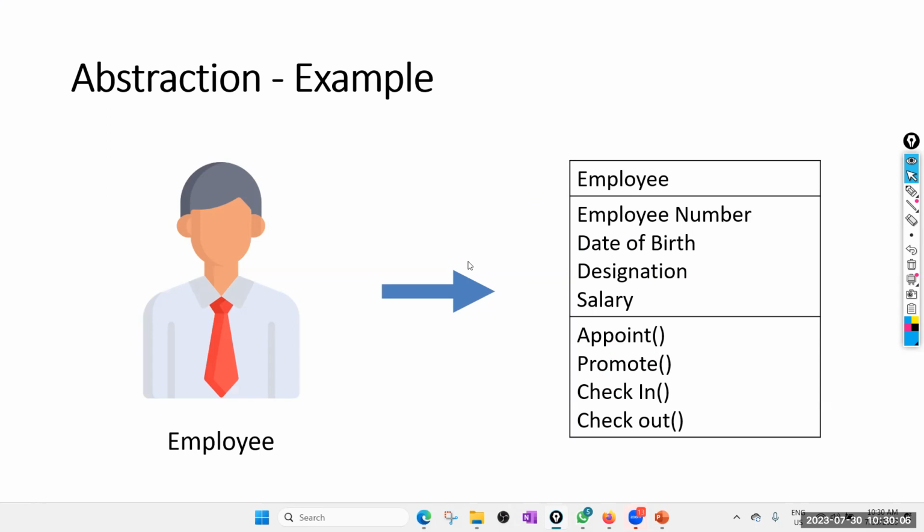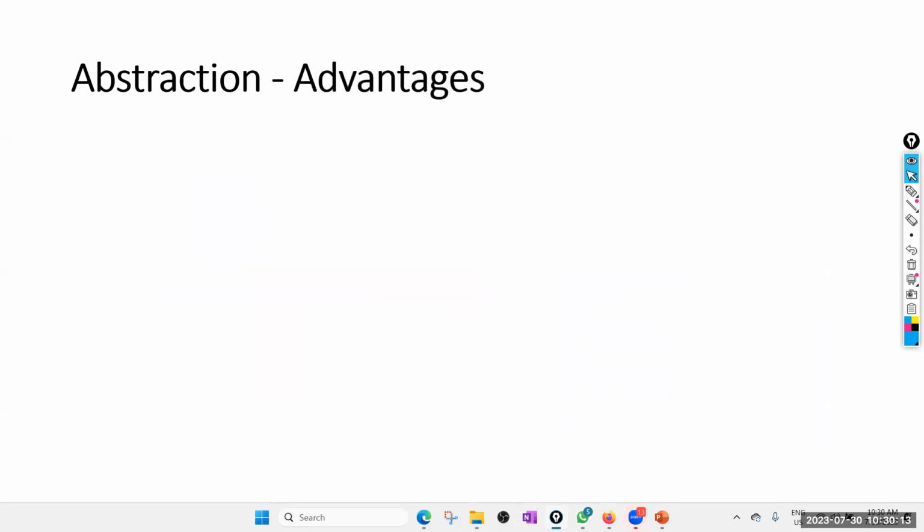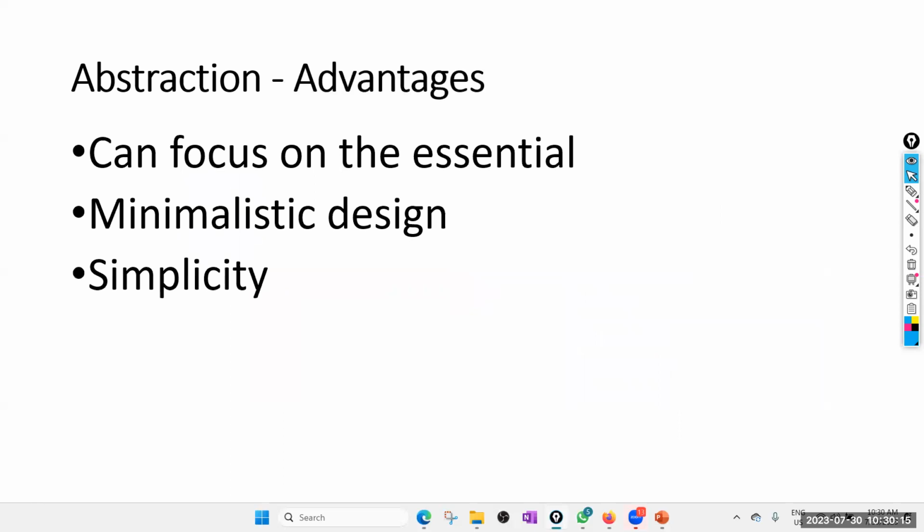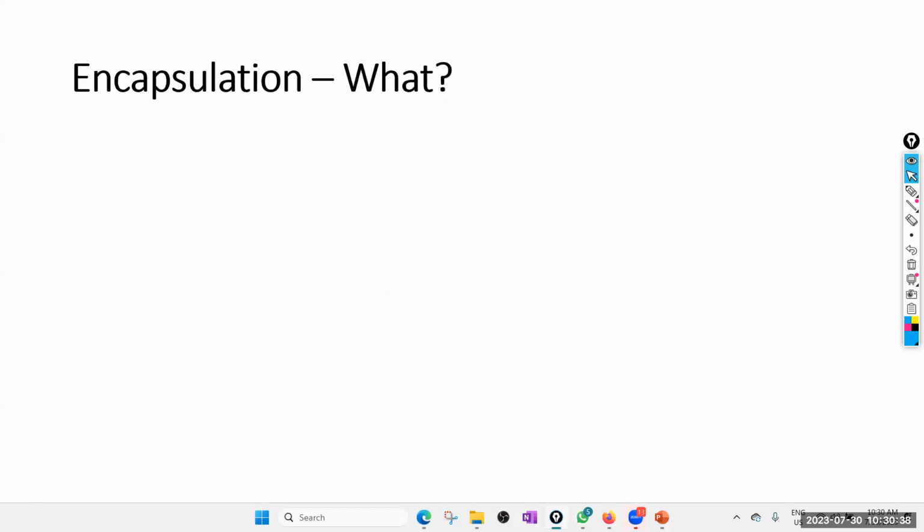So when you are doing software development, make sure you model the minimum essential, so you can focus on the essential. It's a minimalistic design. It's simple. When something is simple, it's easy to change. That is where the agility comes. You will learn agile development next semester. One of the philosophical reasons for agile development is simplicity, leanness. So that is abstraction.